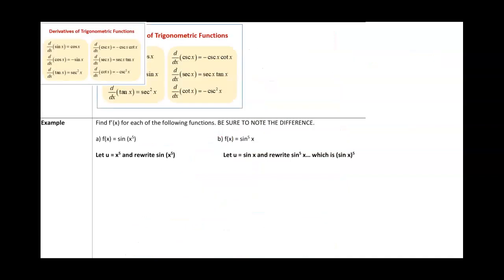Okay, now let's take the derivative of trigonometric functions using the chain rule. So we have f of x equals sine of x to the 5th. Now sine of x has a derivative of cosine, but not if it's x to the 5th. It's only if it's sine of x. So we're going to let u equal x to the 5th, and now I'm going to rewrite this as f of x equals sine of u. Then u prime, if u is x to the 5th, is going to be 5x to the 4th.